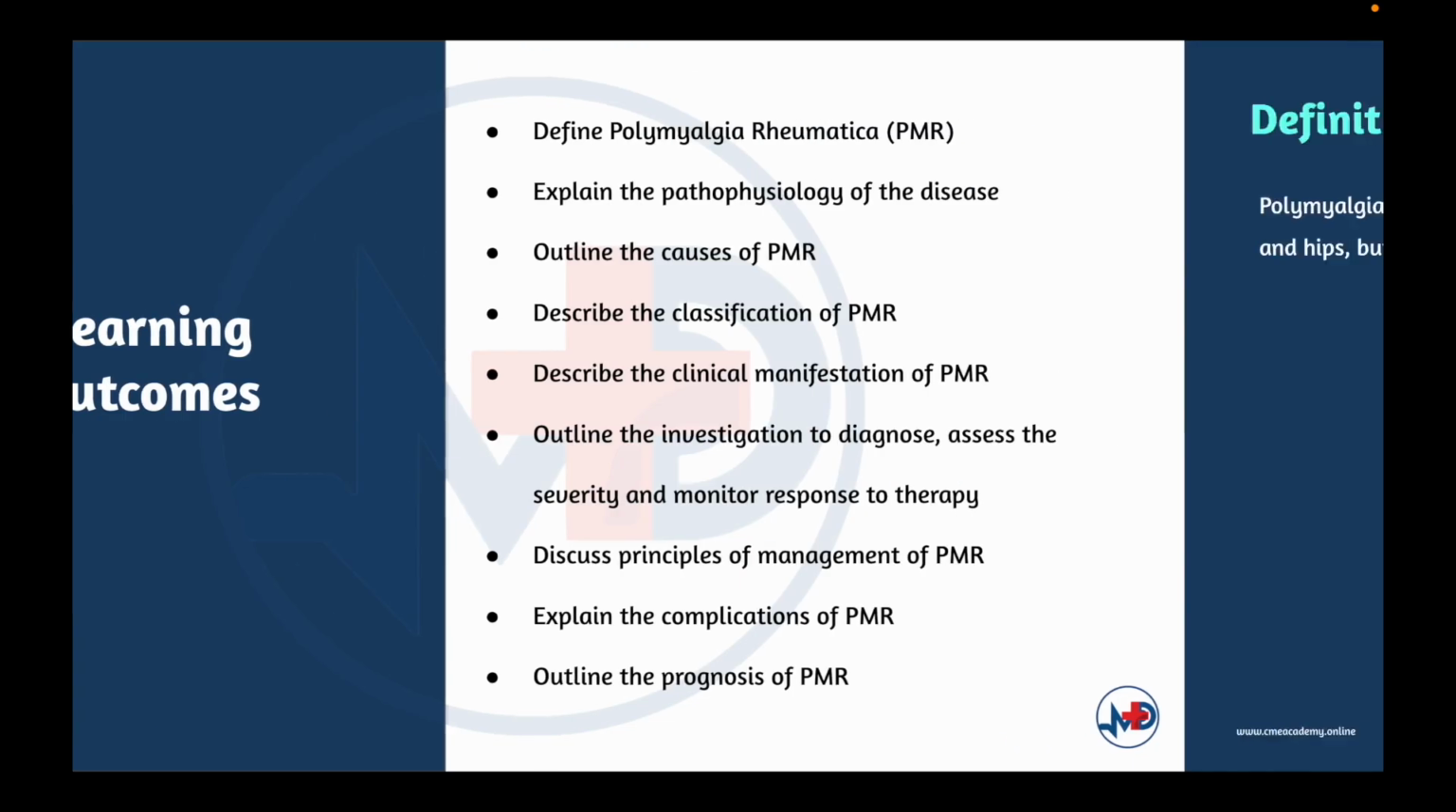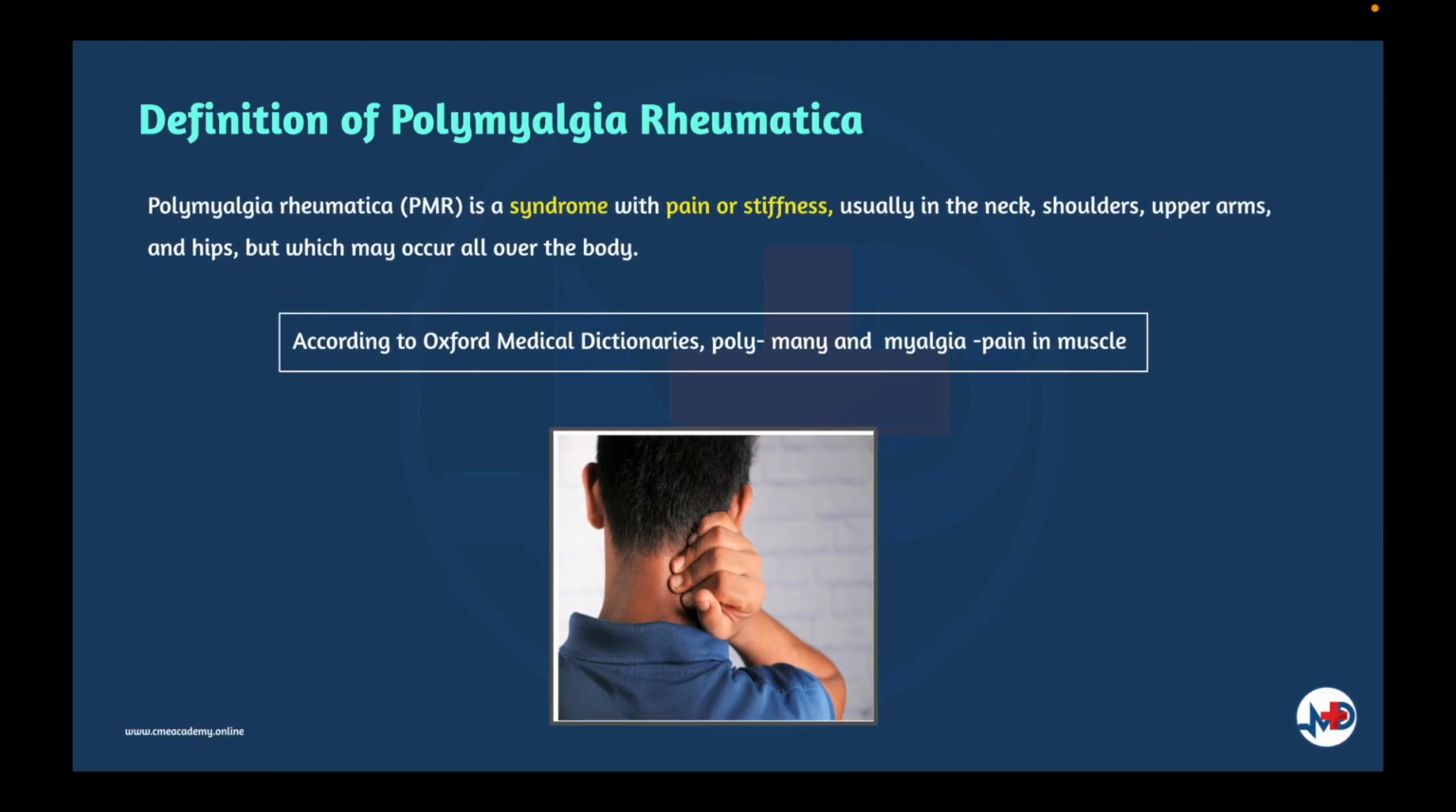Let's get started. Polymyalgia Rheumatica is a syndrome with pain or stiffness, usually in the neck, shoulders, upper arm, and hips, but which may occur all over the body. This term is derived from the breakdown of the word poly, which refers to many or much, and myalgia, which means pain in the muscles.